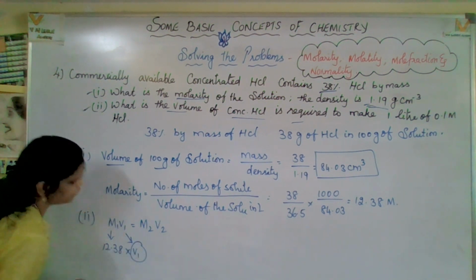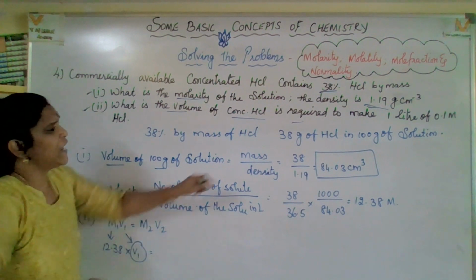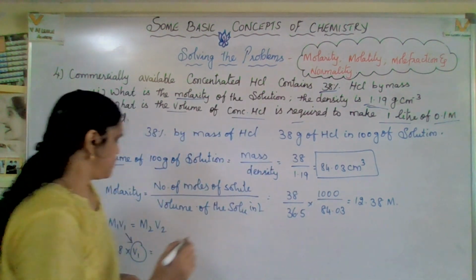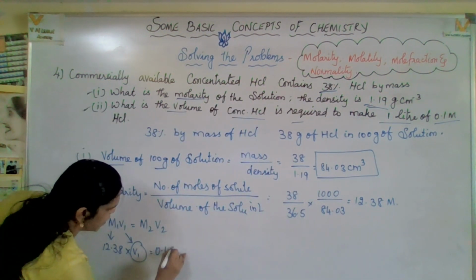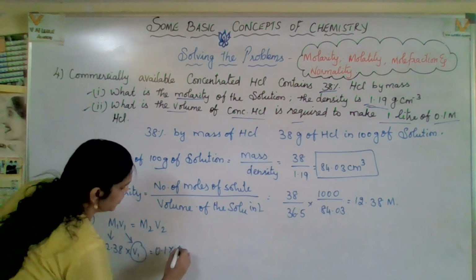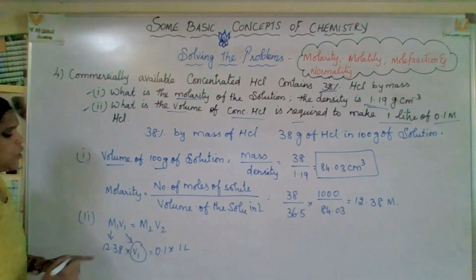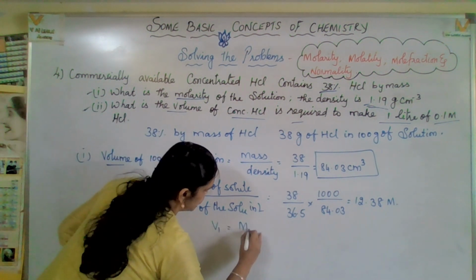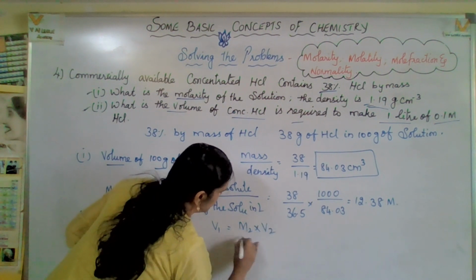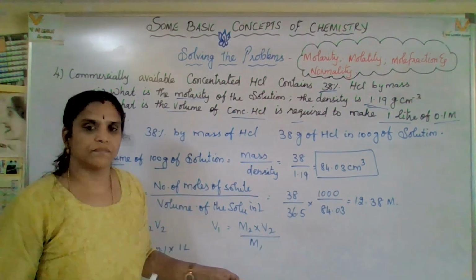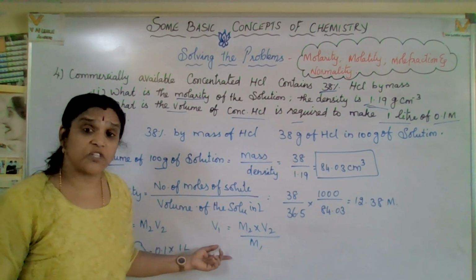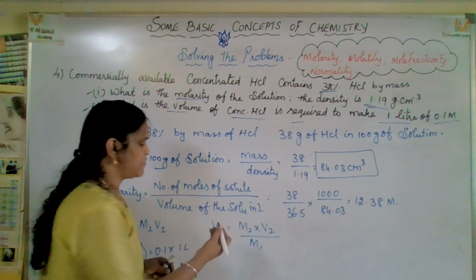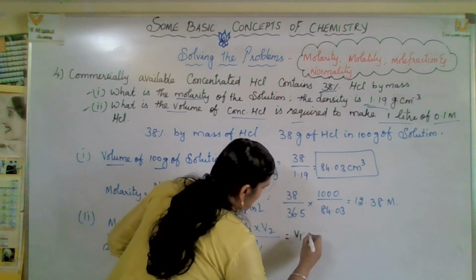Equal to M2. Here they have already provided 1 liter and 0.1 M, so that is M2, 0.1, and V2 is 1 liter. So V1 only we have to find out. V1 equals M2 into V2 divided by M1. Here the volume of the solution is what we have to find out, that is what the question asks.